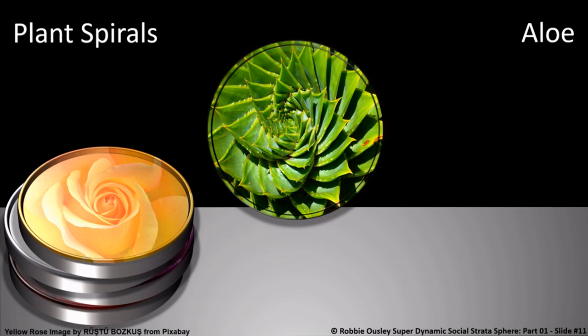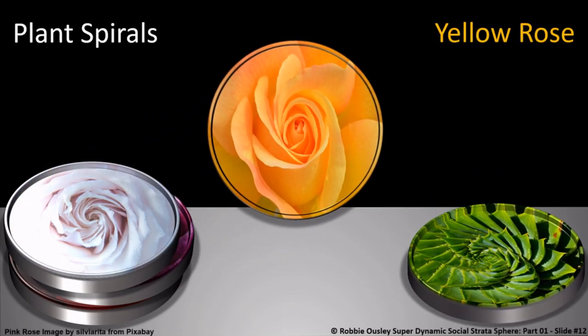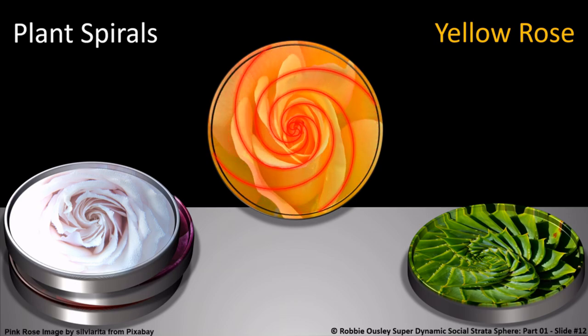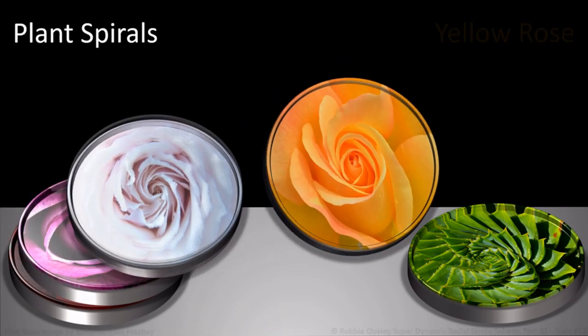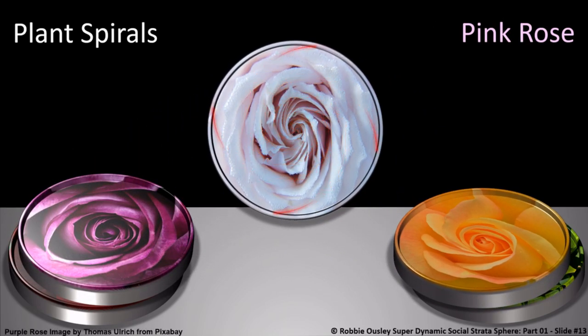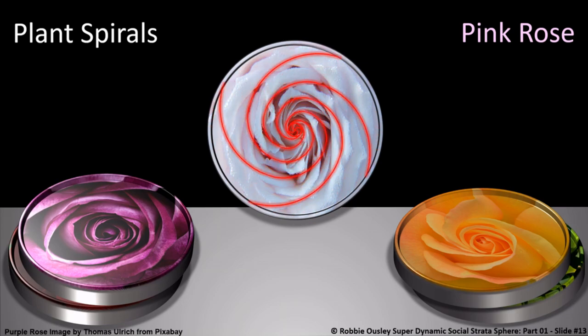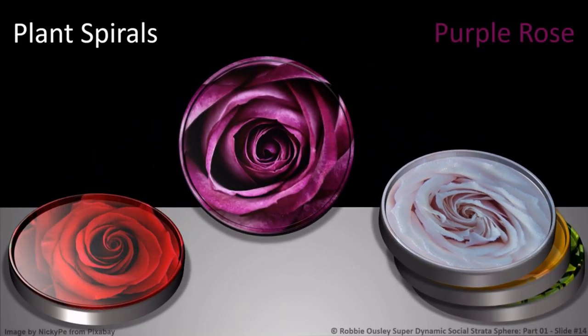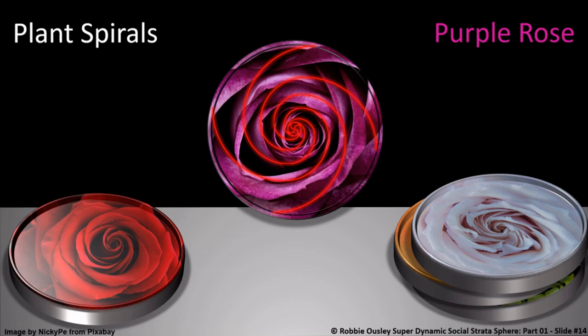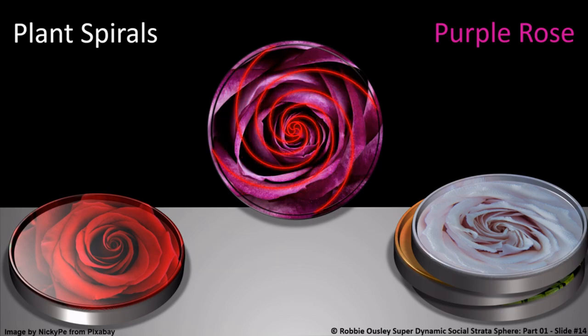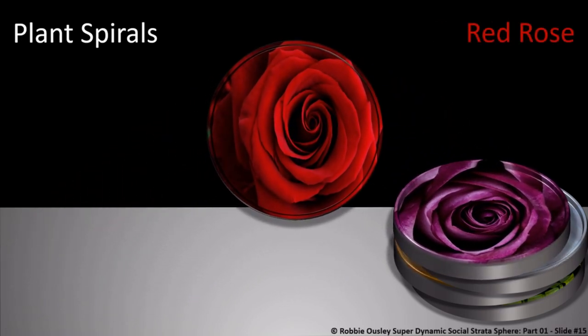Plant spirals. Aloe plants grow in spirals. Roses grow in spirals, yellow roses. Pink roses. Purple roses. Red roses.